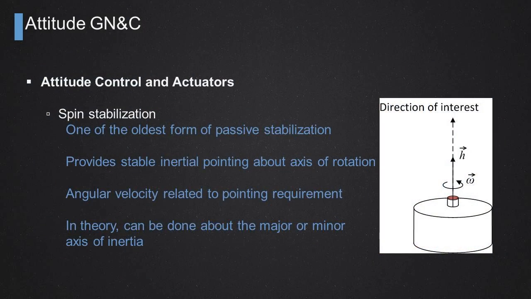So first up, spin stabilization is probably one of the earliest forms of passive stabilization that was used for spacecraft attitude control. And the way it works is pretty intuitive. You just spin a spacecraft along a given axis such that you orient the angular momentum vector of your rotating spacecraft in the desired direction of interest. So if you're only concerned with pointing, say, a camera towards the sun, then you point the angular momentum vector of your spinning satellite towards the sun by spinning it in this direction.